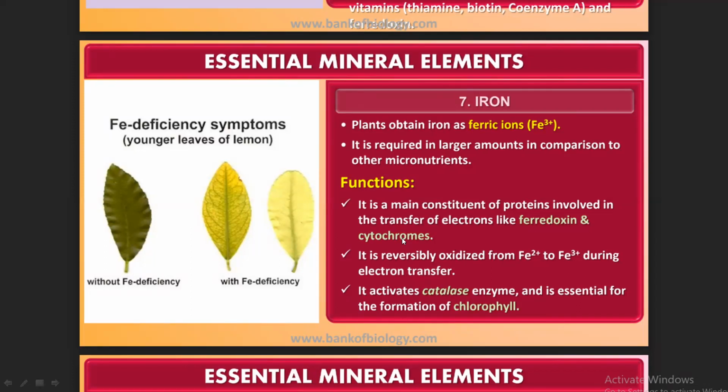Electron transport chain: as the electron moves from lower to higher, it will generate ATP. Okay, that ATP generation we will study in the chapter photosynthesis. ETC. It activates catalase enzyme and is essential for the formation of chlorophyll. Iron is also essential for formation of chlorophyll.